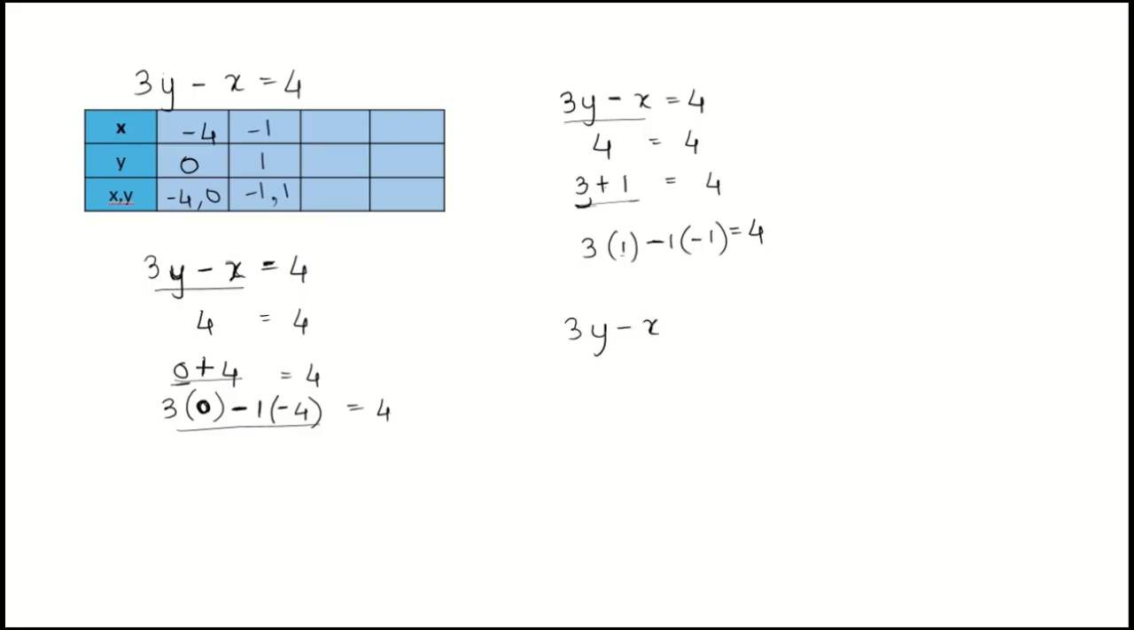Searching for the third point for this equation. How to write this number 4 further? 6 minus 2 is also 4. Writing this in the form of the equation, 3 from the equation. 3 into 2 will give us 6, and minus 1 from the equation. How to get this minus 2 here? Minus 1 into minus 2 will give us plus 2, but we need a minus sign here. So it is minus 1 into plus 2, which will give us minus 2. 1 into 2 is 2, minus into plus is minus, is equal to 4. So the point is x is 2 and y is 2, 2 comma 2.